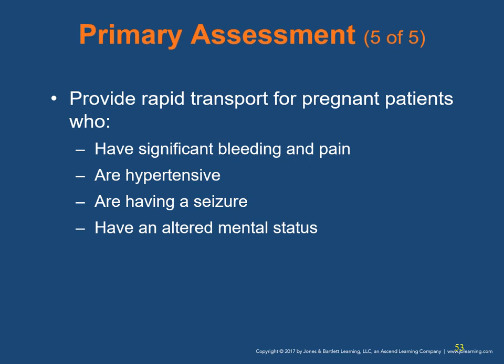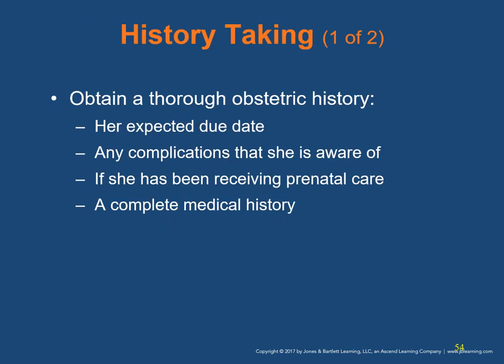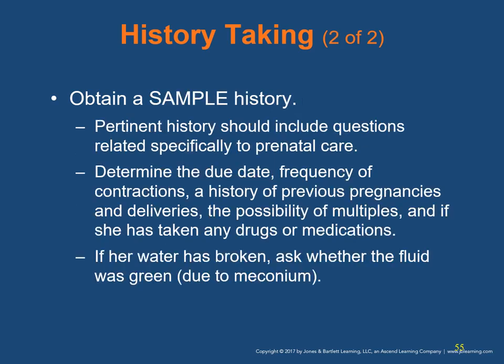Provide rapid transport for pregnant patients who have significant bleeding and pain, are hypertensive, are having a seizure, or have altered mental status. History taking. You should obtain a thorough obstetric history including her expected due date, any complications that she is aware of, if she has been receiving prenatal care, a complete medical history.